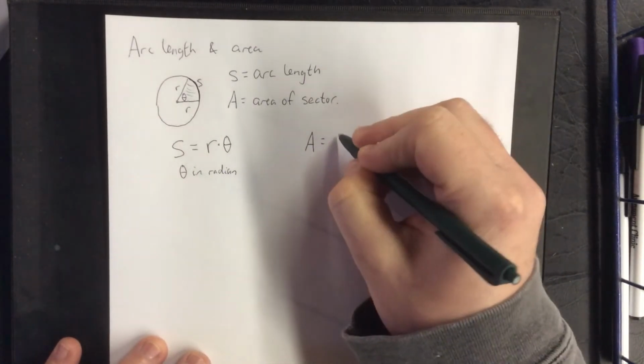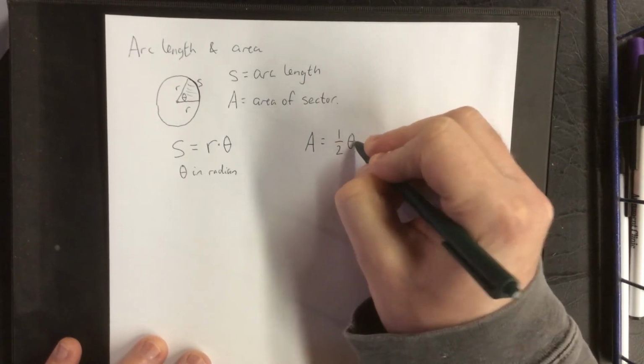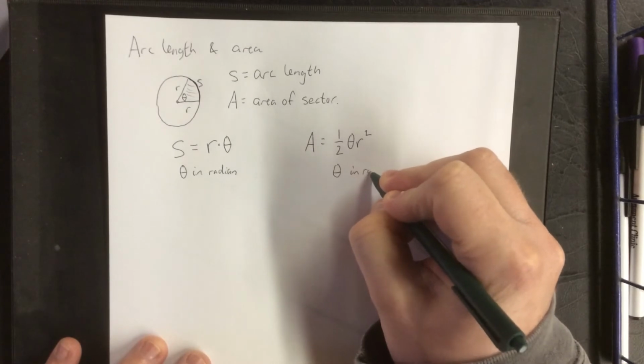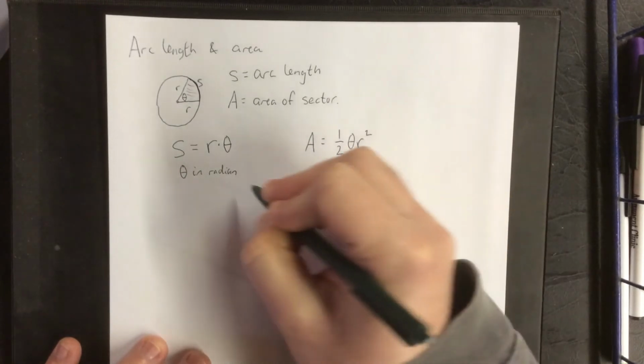The area of the associated sector is going to be equal to 1/2 times theta times r squared, where again theta is going to have to be measured in radians rather than in terms of degrees or revolutions.